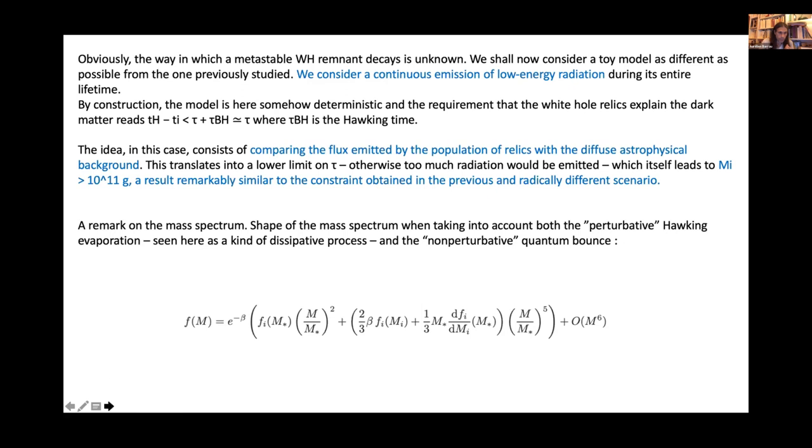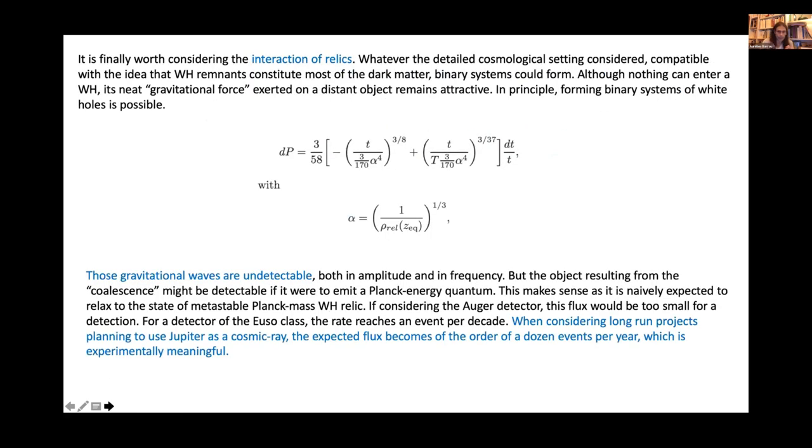Okay, I'm running out of time. So, I skip this. You can also detect maybe the coalescence of such white hole relics, and you can calculate exactly the number of emitted events, but you don't know how those events would look like.